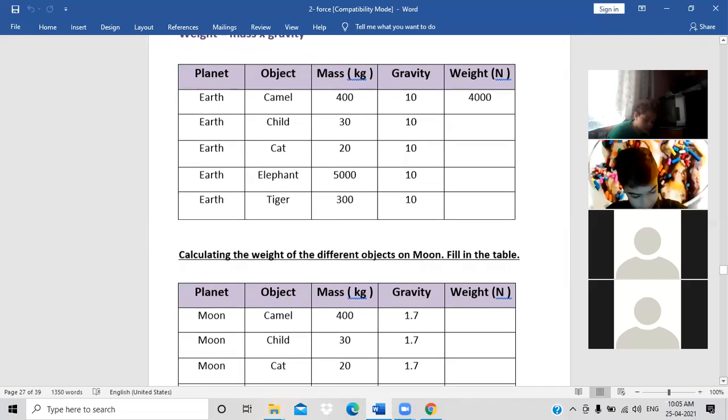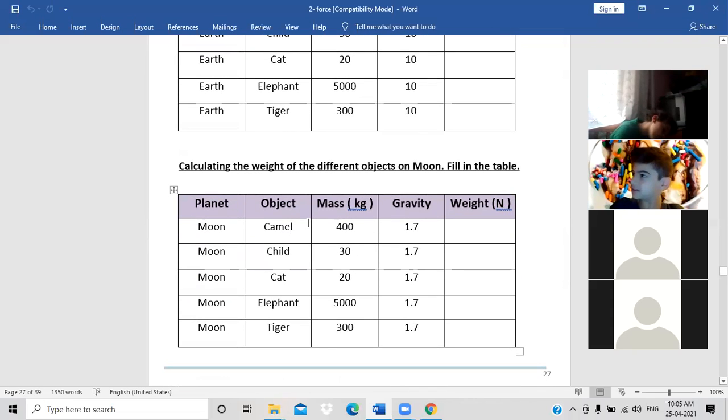In the second table, you will do the same as the first table, but instead of the Earth, they changed the place where the objects are, which now is the moon. The only thing that would change is the gravity on the moon. The gravity on the moon is 1.7. For example, the camel: the mass of the camel is still 400 kilograms, but the gravity is 1.7 on the moon. So you're going to calculate 400 times 1.7. The answer, you will write it right here. This is the weight of the camel on the moon.